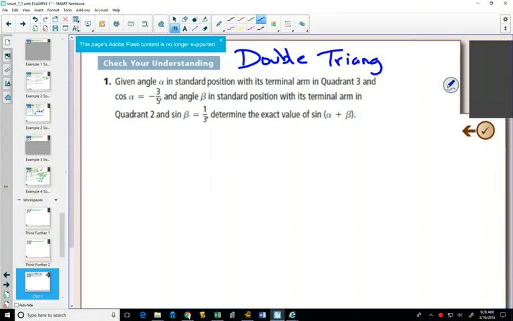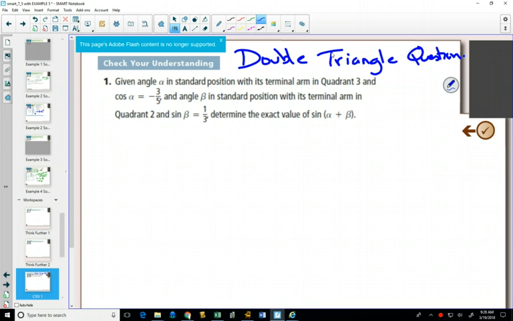Example 1 I call a double triangle question. So we've had triangle questions so far where you had to draw triangles to help you solve them. In a double triangle question, you're going to have to draw two triangles to help you solve it.